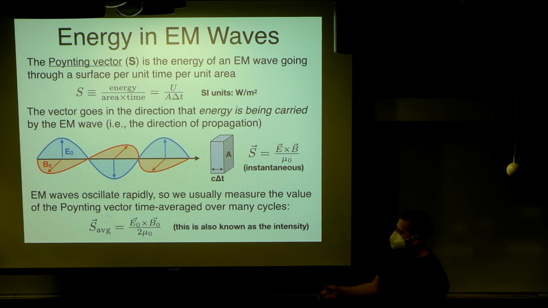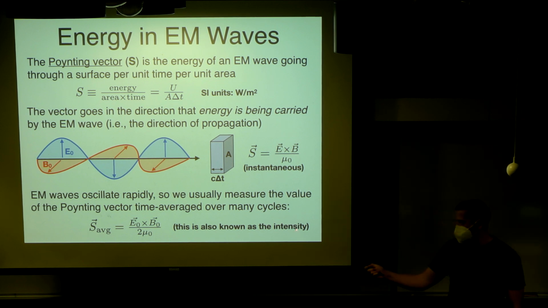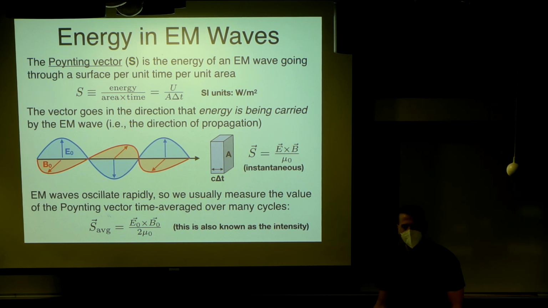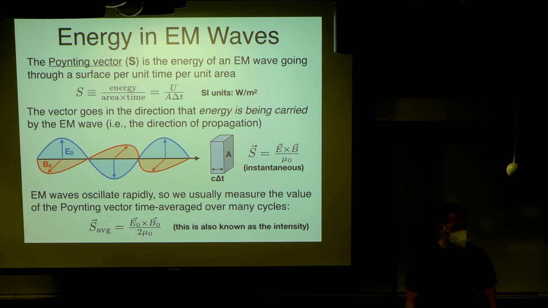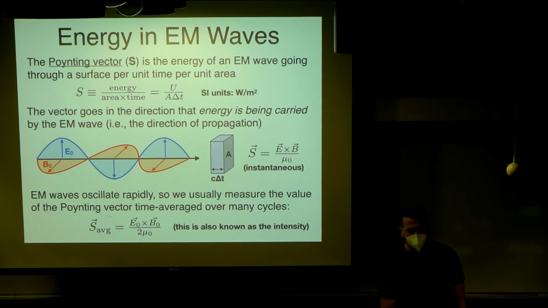But because EM waves oscillate very rapidly, we just want the time average value, averaged over many cycles, and that is the same expression, but with our amplitudes E naught and B naught, and a factor of 2 on the bottom. By the way, has anyone heard of this kind of term, intensity of a wave? This average value is also sometimes known as the intensity. So if you ever see that the intensity of the wave is such and such, this is what it's referring to.